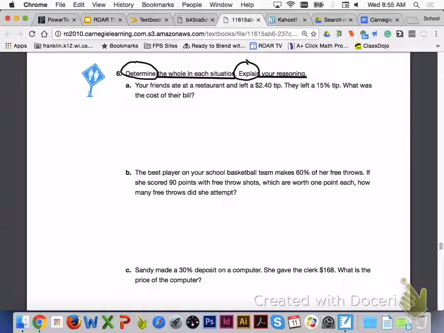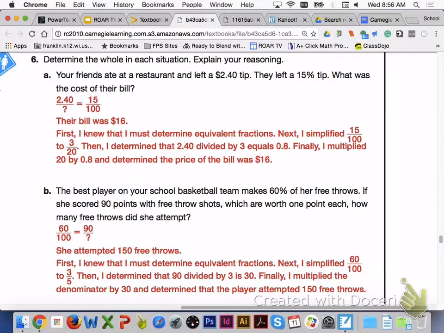Please turn to page 441 and answer number 6, letters A through D with your group members. For number 6, letter A, here is the proportion that you should have set up. Their bill is going to be $16. Please read over the explanation and make sure it is similar to the one that you wrote down with your group members. For letter B, here is the proportion that you should have set up. She is going to attempt 150 free throws. Please read over the explanation and make sure it is similar to the one that you have with your group members.